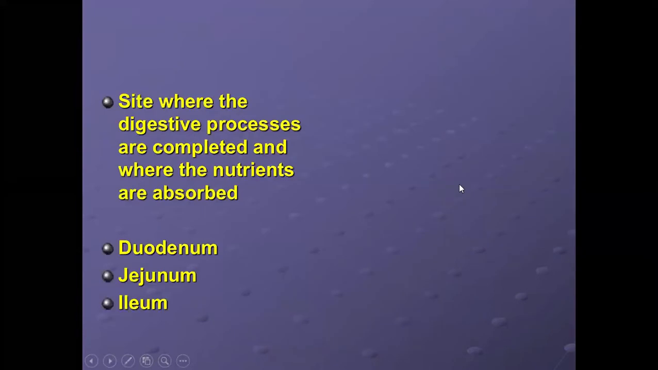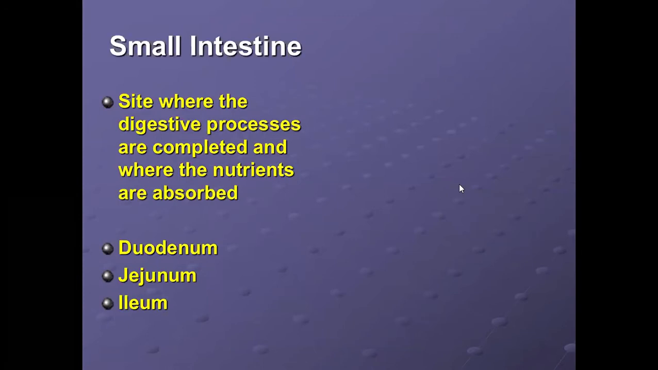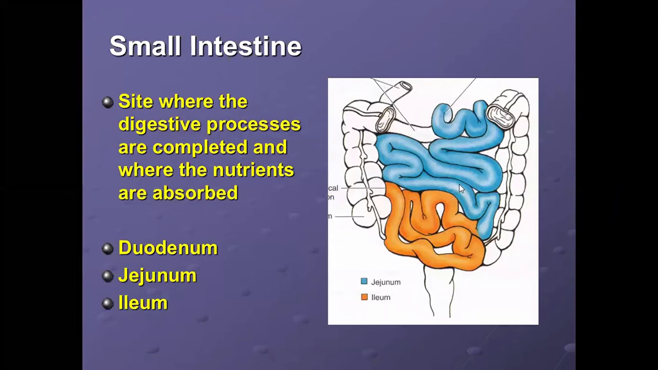Site where the digestive processes are completed and where the nutrients are absorbed. This is the small intestine: the duodenum, jejunum, and ileum.